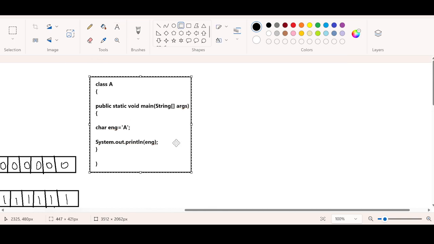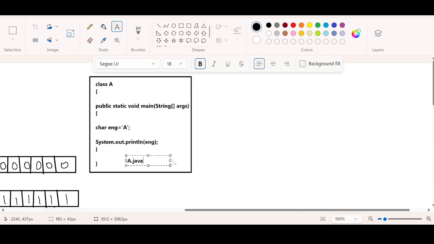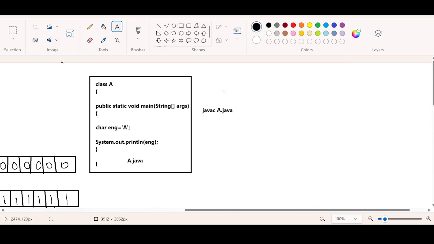Okay, so this is the class, the source file, a.java. To activate the compiler, what is the command? javac space a.java. So the compiler will be activated, and the source file will be inside the compiler, right?